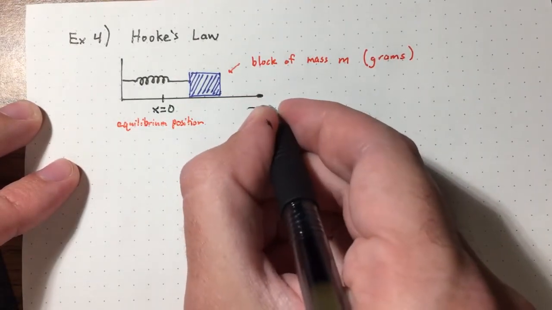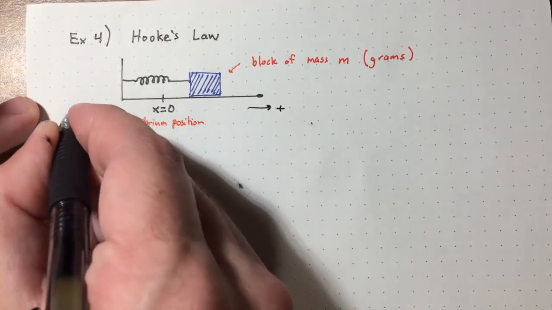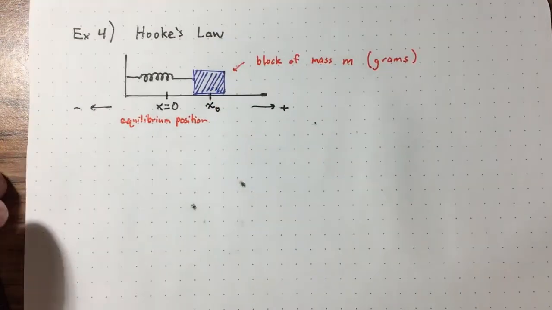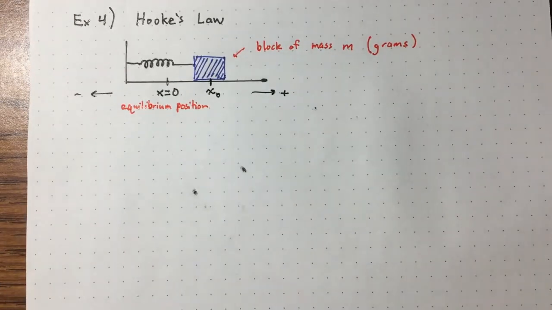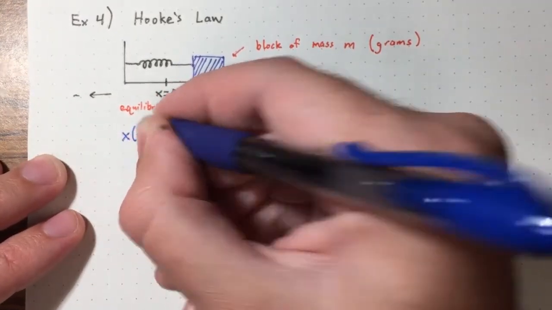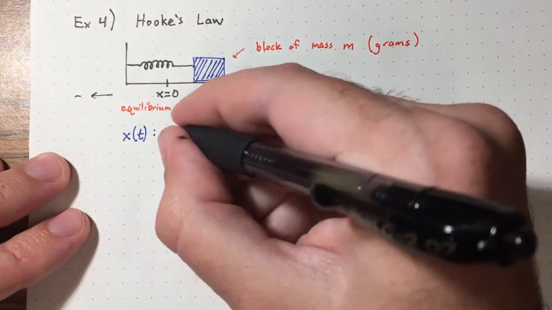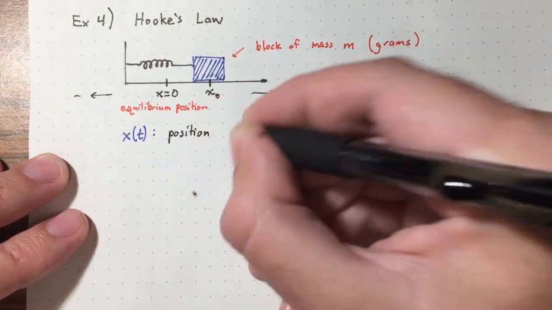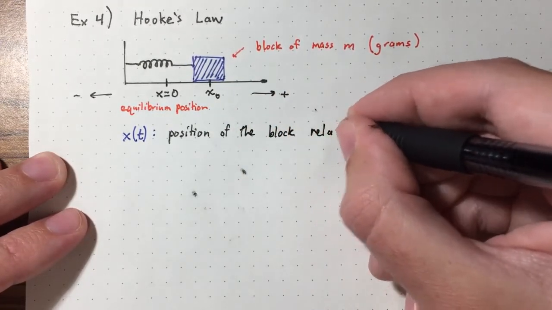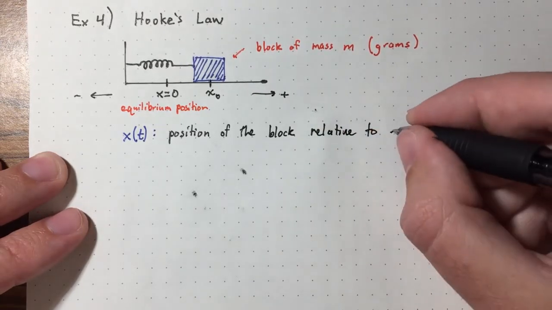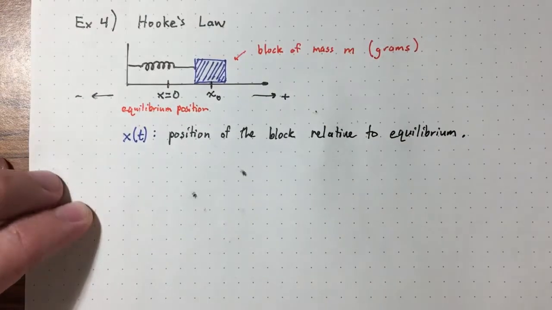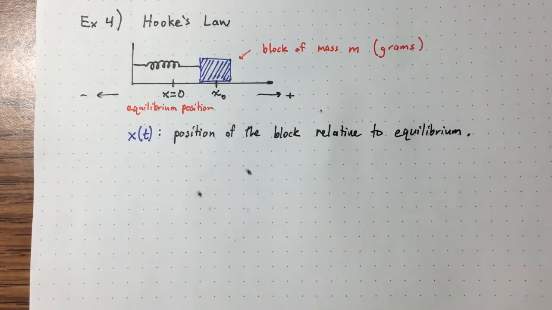We'll say this direction is positive, and this direction is negative. And the current position of the block is, we'll just call it x0. And so x of t is what we want to understand, and that's going to be the position of the block relative to the equilibrium position.